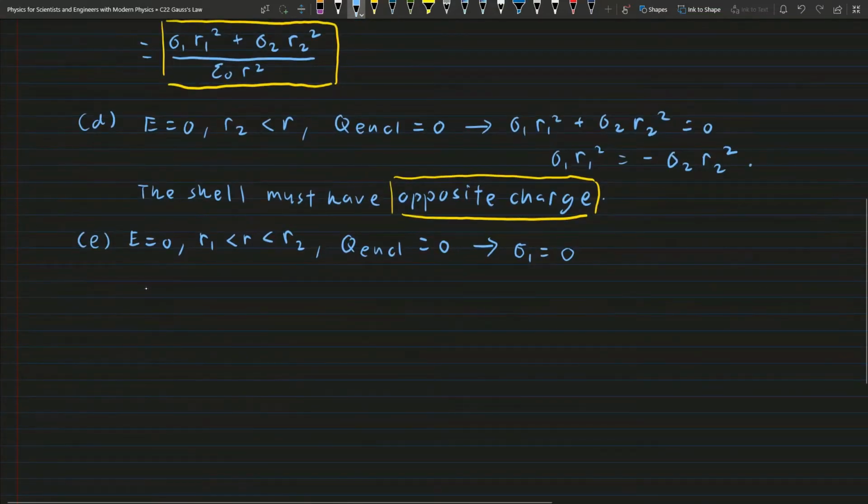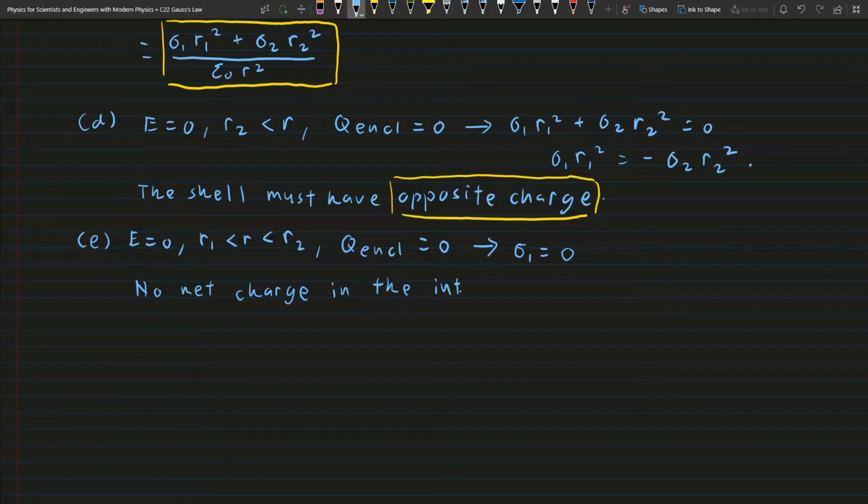Say no net charge in the internal shell.